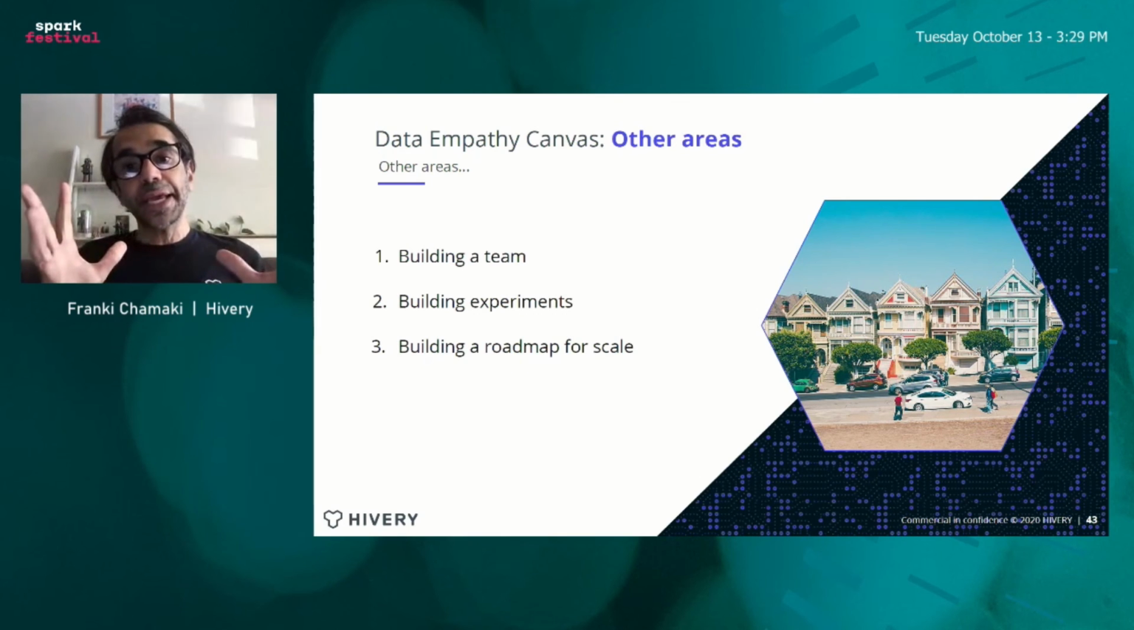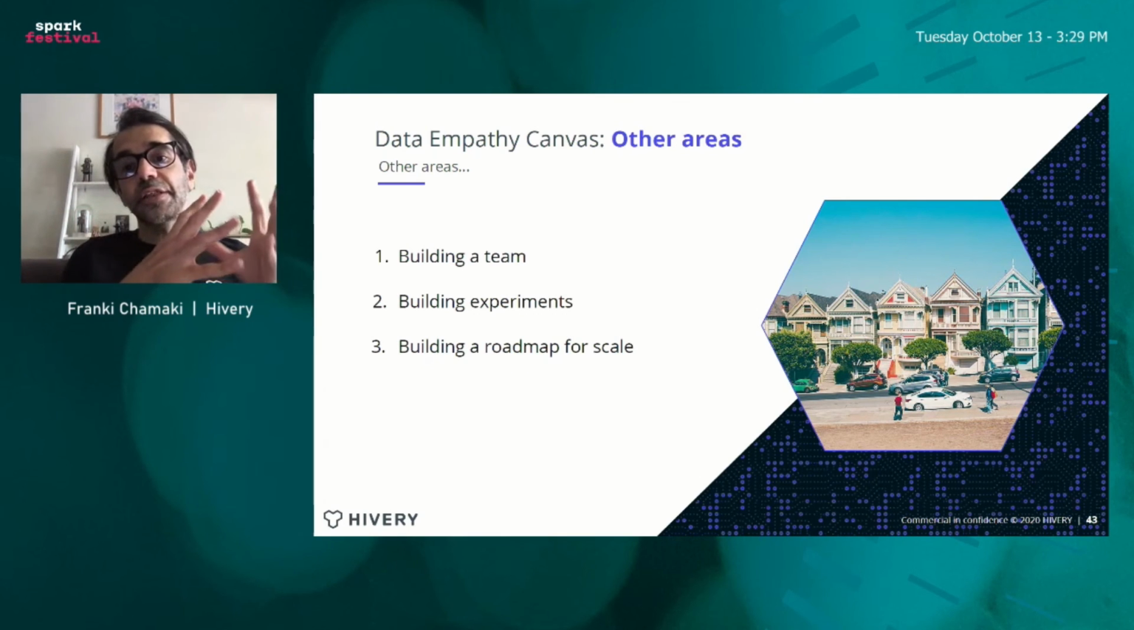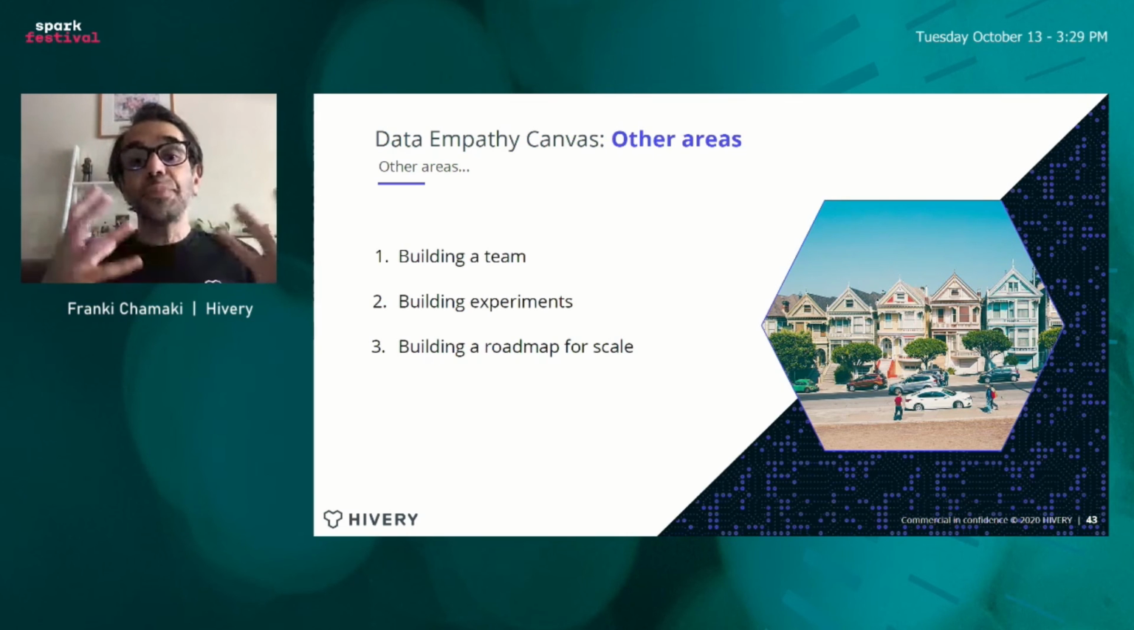But like I said, it doesn't stop there. There are other areas of this journey: building the team, your data scientists, project management, UX designers, your core team, and then your wider team, building experiments on AI and so forth.